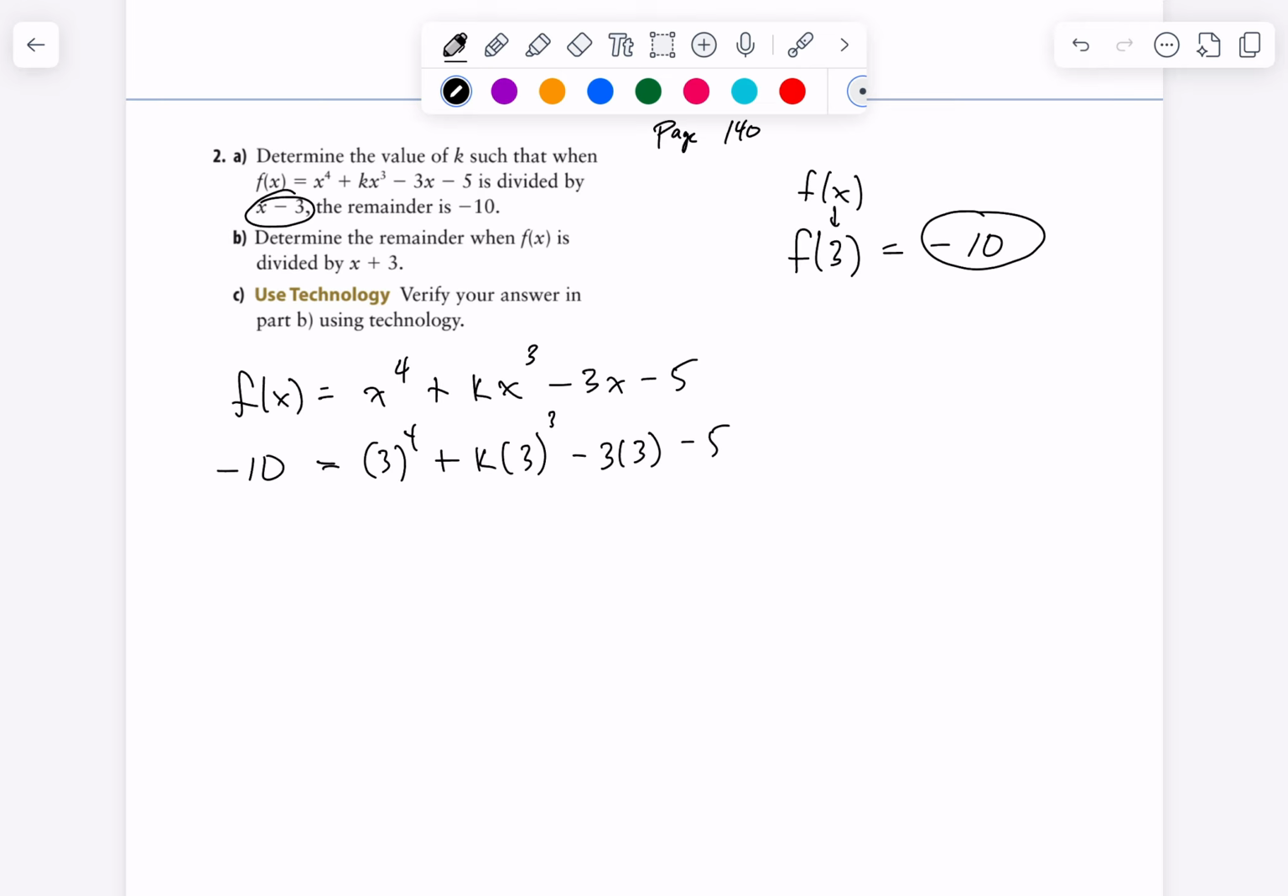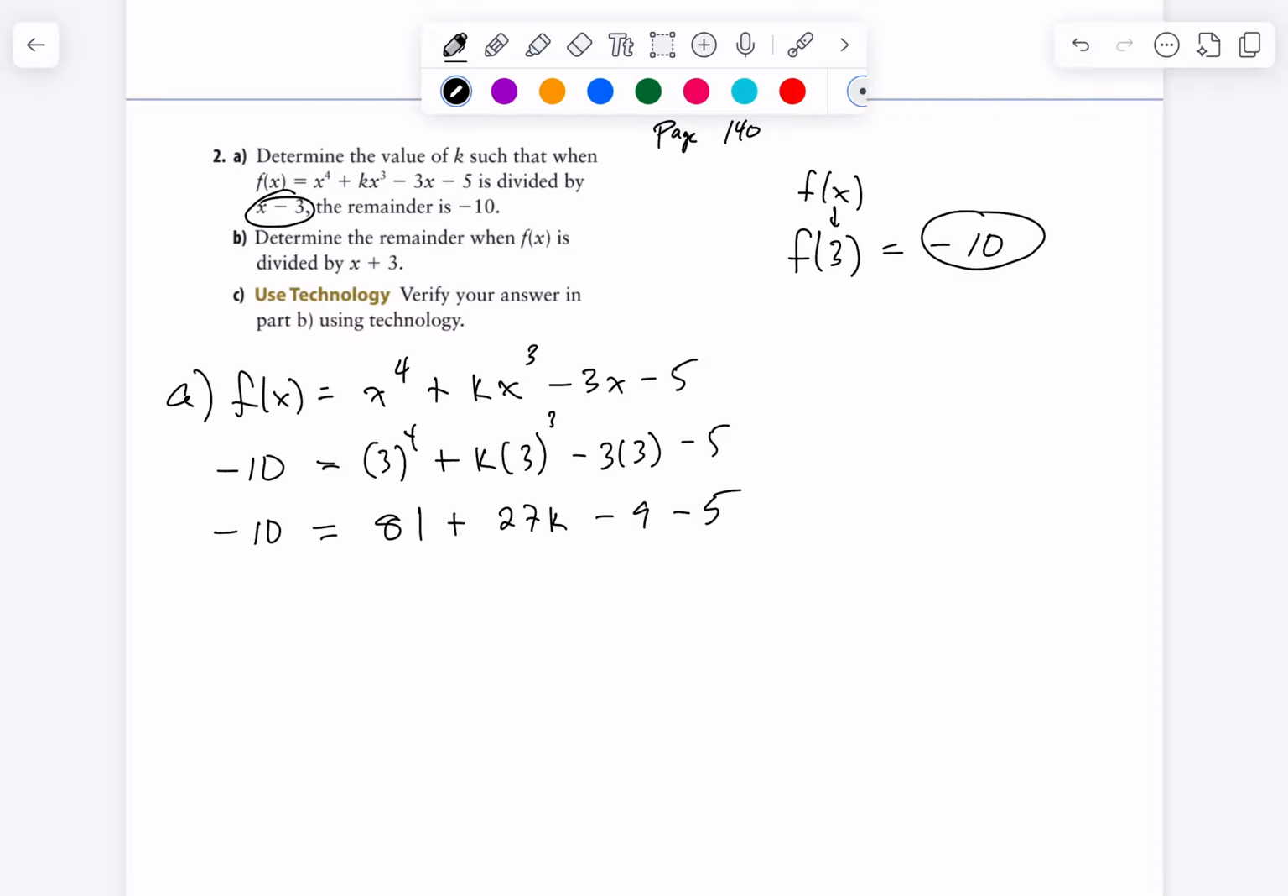Okay, so I'm just going to do the math now. You'll notice the only thing I don't know is that k value. So I'm just going to solve for it. This is part A. Okay, part A is to solve for the k value. So -10 is equal to 81. 3 to the power of 4 is 81, plus 27k, that's 3 cubed, right? Minus 9 and minus 5.